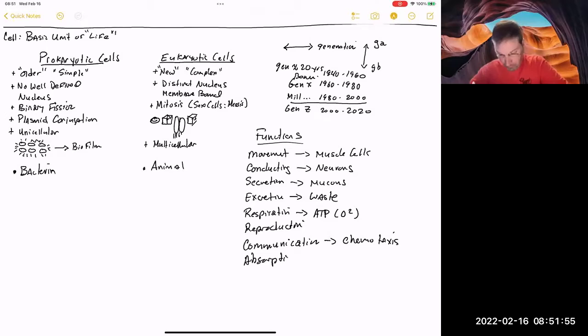And you hopefully learned about all the various ways cells can absorb, right? Through simple diffusion, through facilitated diffusion, through active transport. Active transport key is moving against a gradient, concentration gradient. And that can include pinocytosis, phagocytosis, ion channels, and so on. So those are the main functions, right, of the cell.